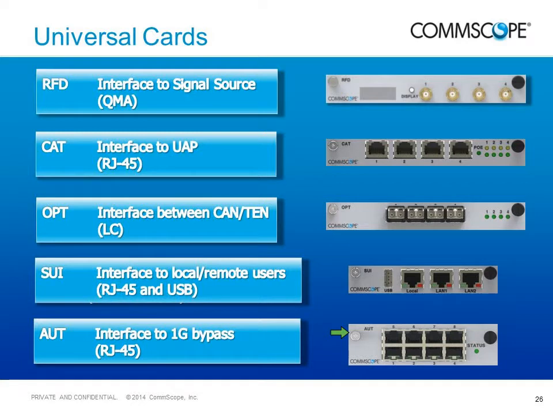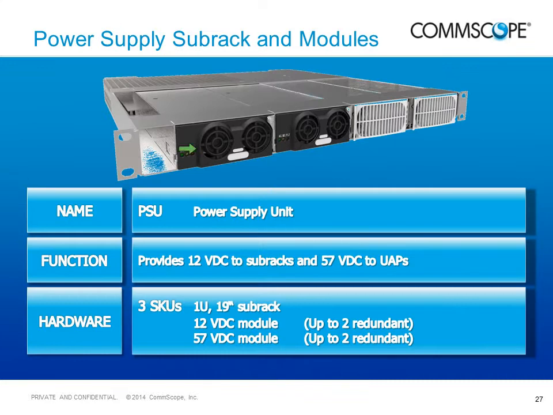ION-E is powered by a power supply, sub-rack, and modules. We will have 12-volt DC power provided to the ION-E sub-rack and the 57-volt DC provided to the UAPs. It's all co-located with either CAN or a 10 because that's where the UAPs are powered from, the CAN and the 10, and the power is provided by the power supply sub-rack.